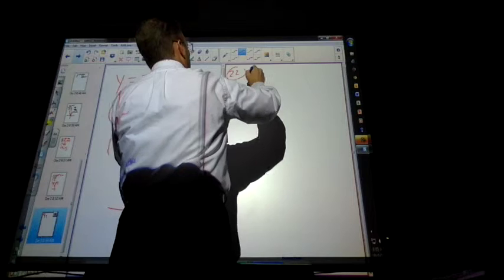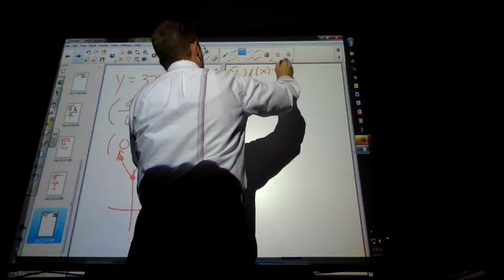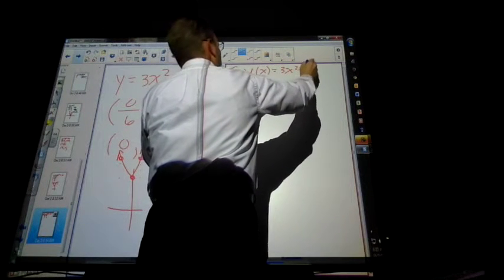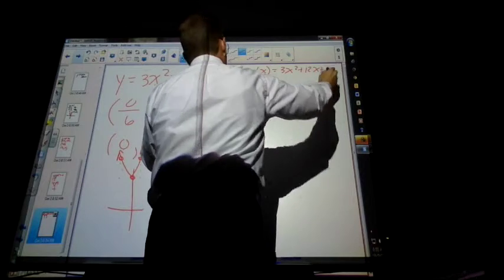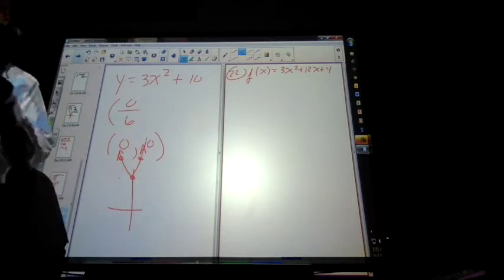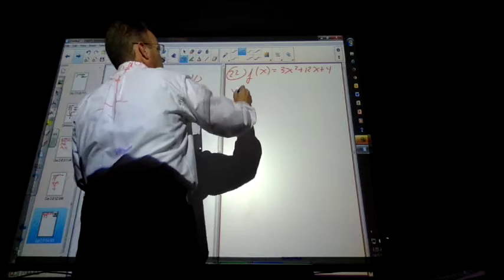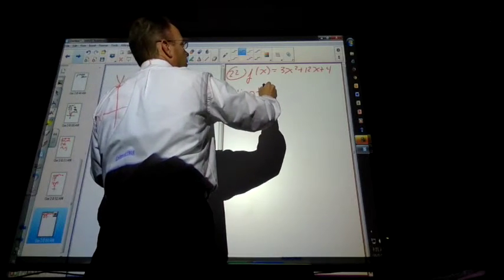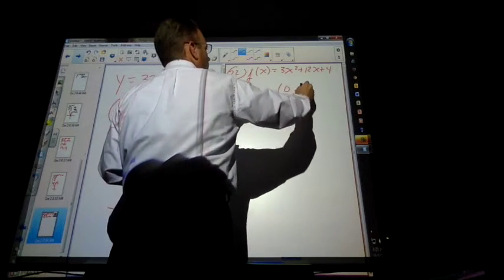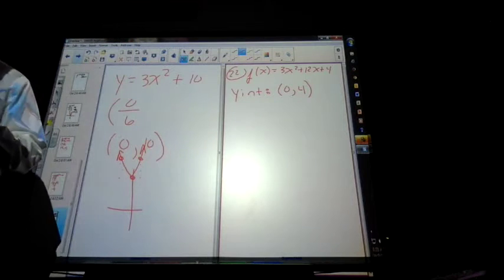Number 22, f of x is equal to 3x squared plus 12x plus 4. Okay? Let's answer the questions that they have. I'm not going to answer on the vertex yet, but I know the y-intercept. What's the y-intercept? 0, 4. Is that okay so far?